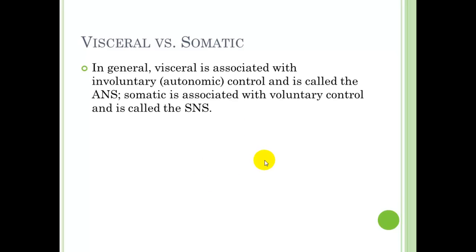Visceral versus somatic. In general, visceral is associated with involuntary or automatic control. You can also think organs whenever we're looking at this. You have no physical control over the amount of glucose that's released from glycogen stores in your liver. The visceral portion of this would be that this is run automatically, or autonomically, in your body. The somatic version of this is associated with voluntary control. So this would be like picking up something like a Coke bottle or a pen or something like that, that you had physical control over.